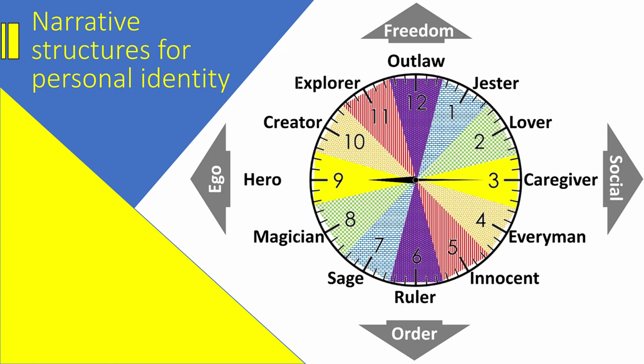Often, they prefer characters whose orientation matches their own along two different axes: the freedom-order axis and the ego-social axis. Each character has a location on these axes. Their numbers, 1 to 12, reflect this as hours on a clock. On a clock face, the vertical axis is the freedom-order axis. Up is towards freedom. Down is towards order. The horizontal axis is the ego-social axis. Left is towards ego. Right is towards social.